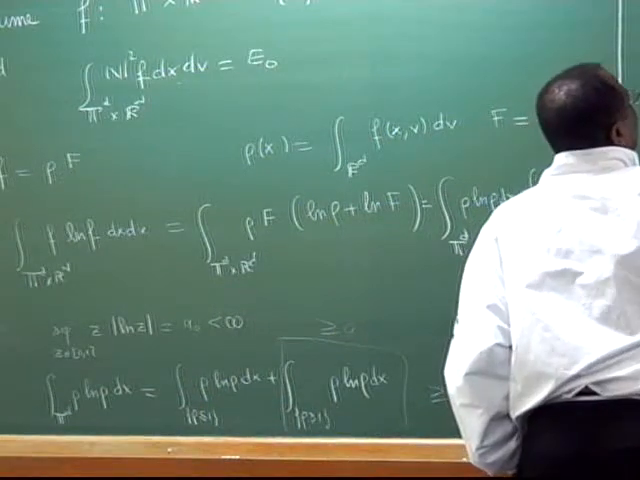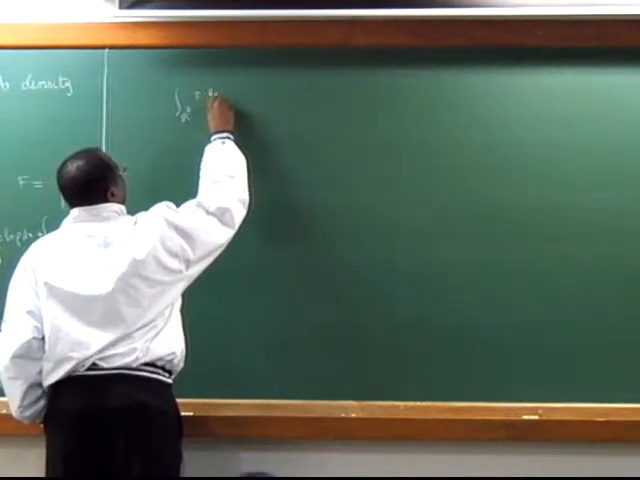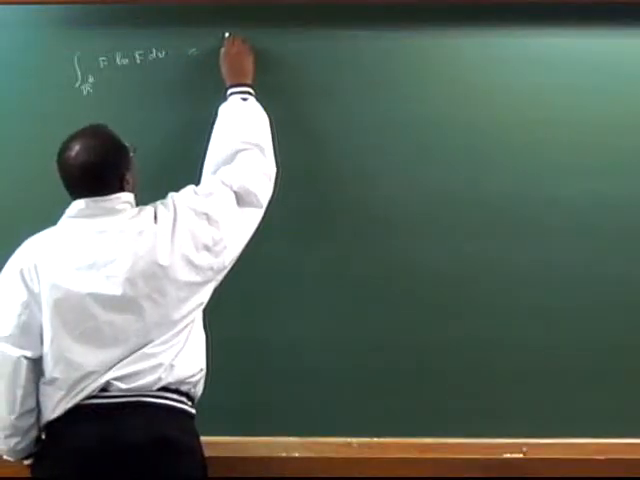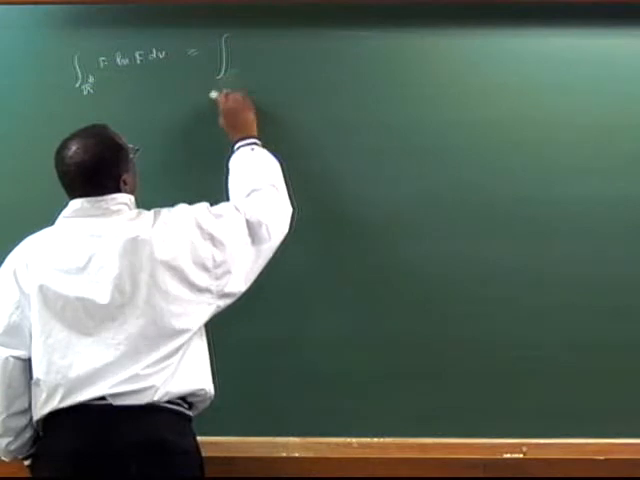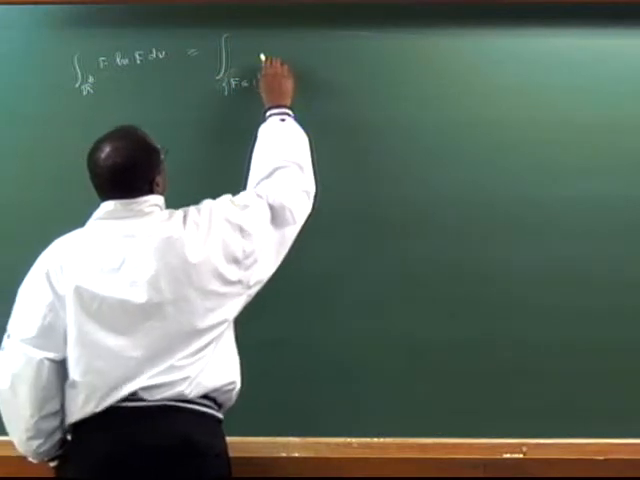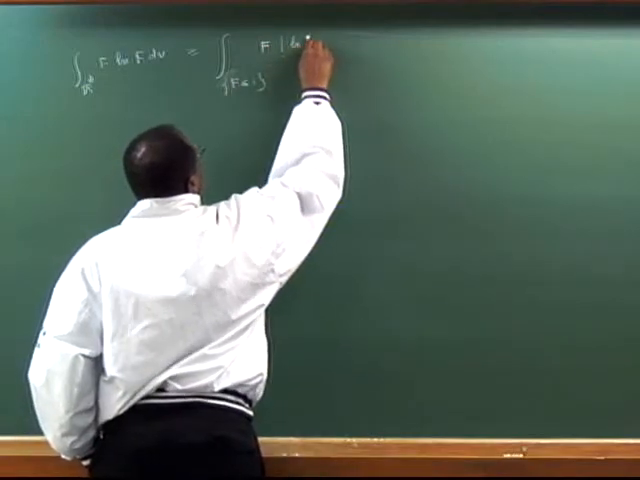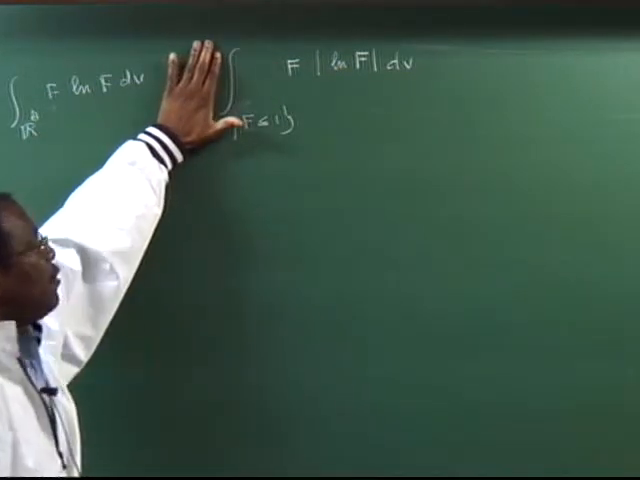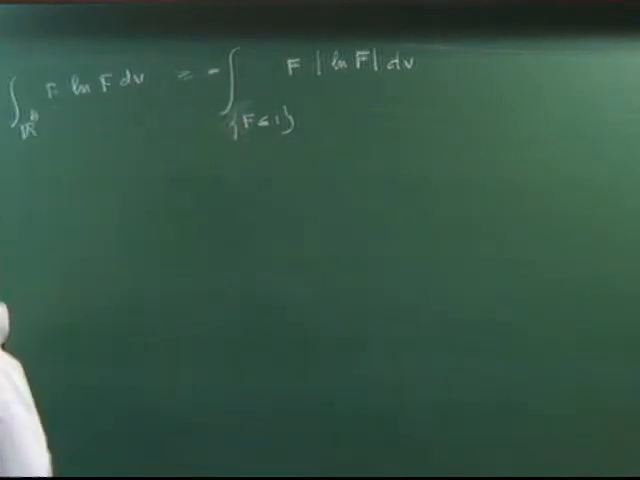The integral over Rd of f log f dv, I do exactly what I did there, is bigger than the integral over Rd, the set where f is less than 1, of f log f dv. Is bigger than negative that. So it remains to find an upper bound for the integral of this positive number. So call this one, and call that 2.